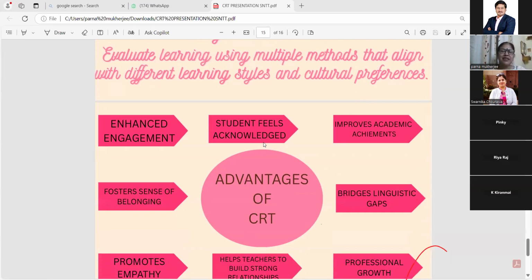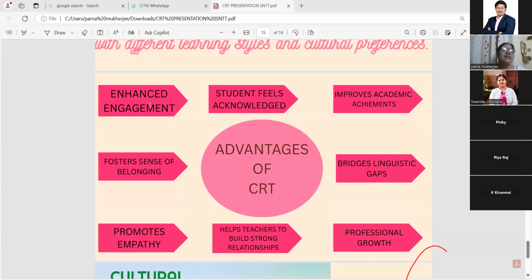Now, what are the advantages of culturally responsive teaching? First, enhanced engagement, both of the student as well as the teacher. Once we engage a student and a teacher, the student will feel acknowledged. When a student feels acknowledged, the student's confidence builds up, and this confidence will improve his performance. It could be in academics, in the field of art, or in any other way. So please acknowledge your students.